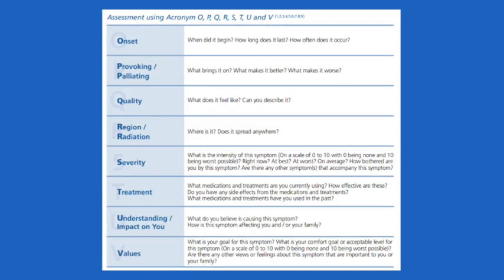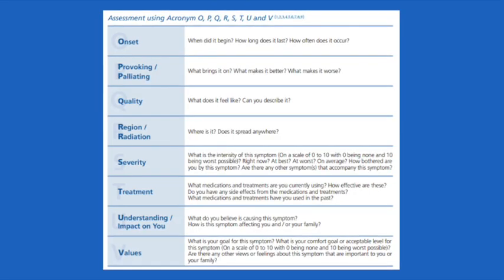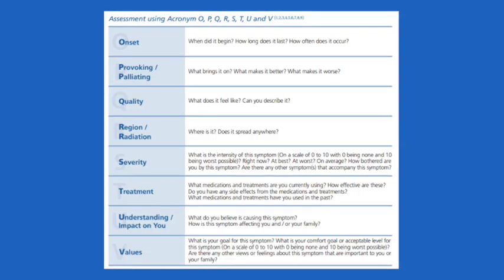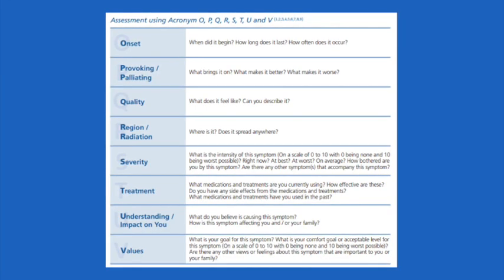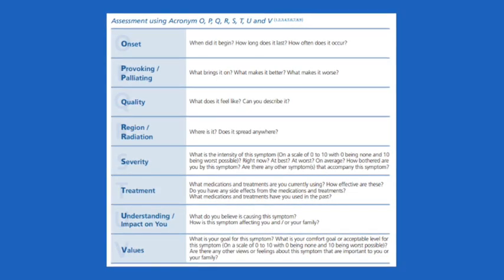S? Severity? Severity, yeah. So we can ask questions like, on a scale of 0 to 10, what would you rate it? What is it right now? Would you rate it at its best, at its worst, or on average? Are there any other accompanying symptoms that go along with your pain? And then treatment. I guess I answered T, which was treatment. But some people also use timing as well.